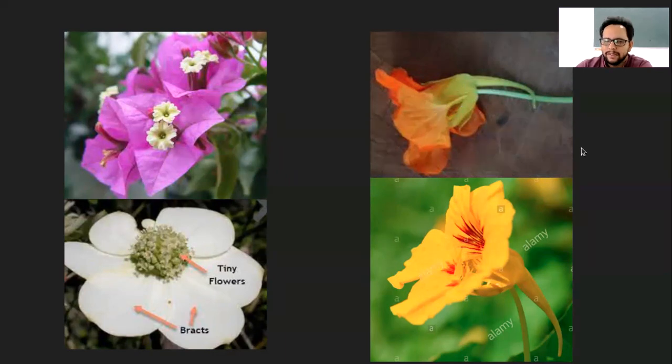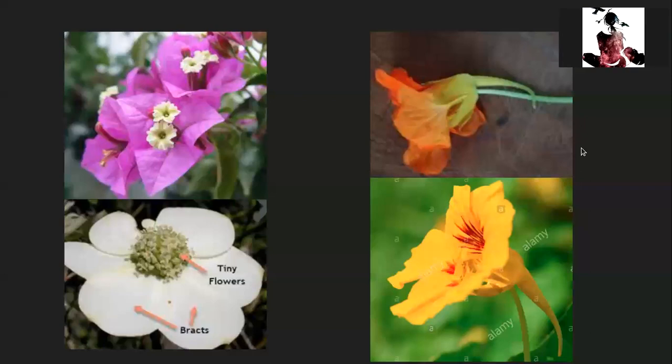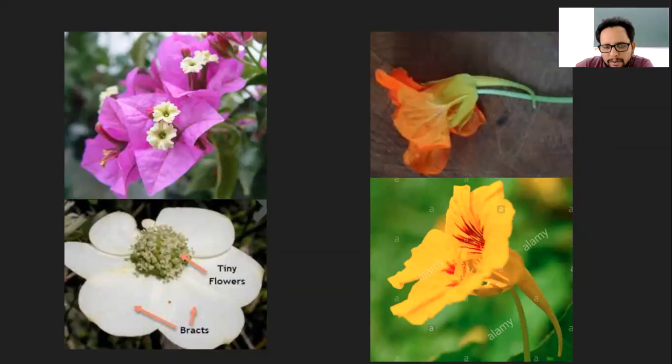Yes, Vashish? So there are a lot of flowers somewhere we can suck nectar from the stem. I cannot hear you, Vashish. Your voice is echoing a lot.